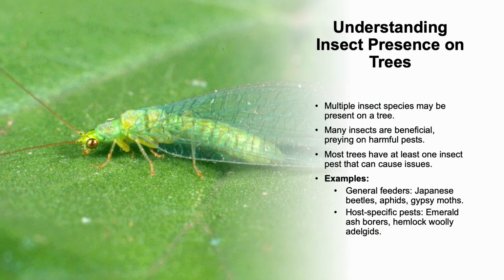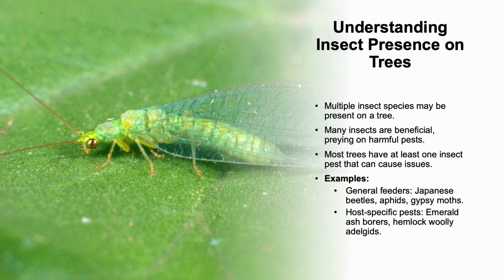Many different insect species can be found on a tree. While some may be harmful, many insects provide benefits by preying on pests. It's important to remember that most trees will have at least one insect pest capable of causing problems. We can divide these insects into two broad categories. There's general feeders and host-specific pests.